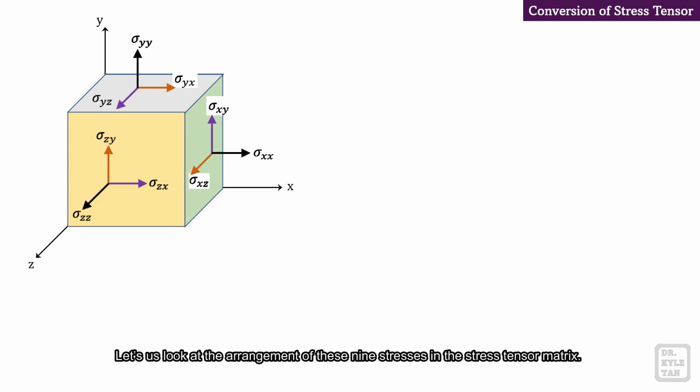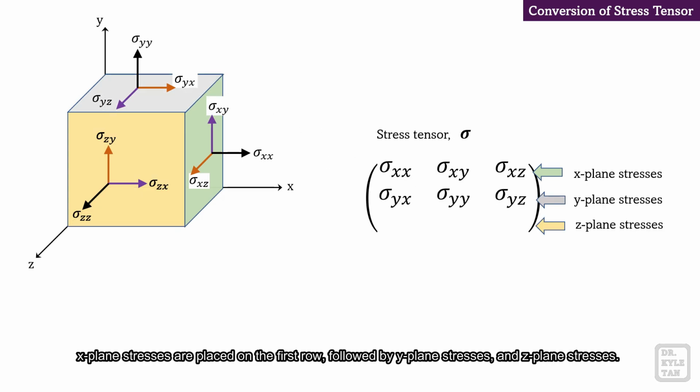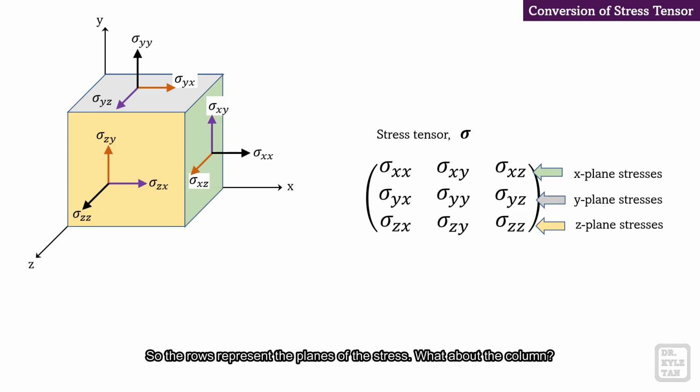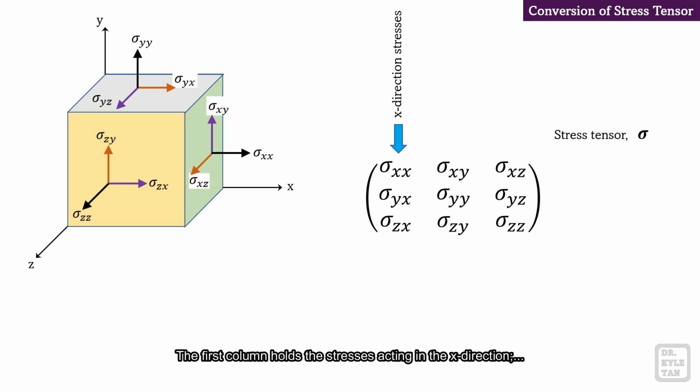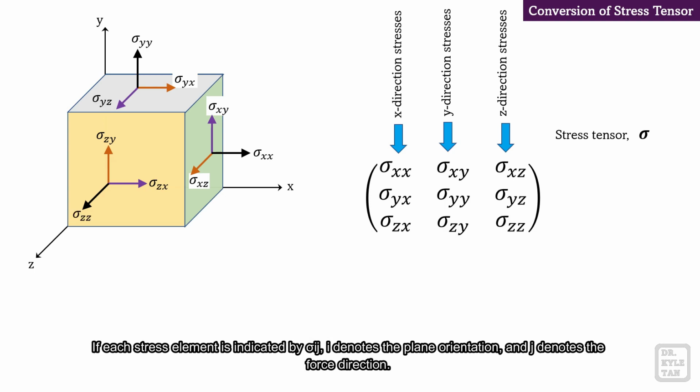Let's look at the arrangement of these 9 stresses in the stress tensor matrix. X-plane stresses are placed on the first row, followed by Y-plane stresses and Z-plane stresses. So the rows represent the planes of the stress. What about the columns? The first column holds the stresses acting in the X direction. The second column, stresses acting in the Y direction. And the third column, stresses acting in the Z direction.